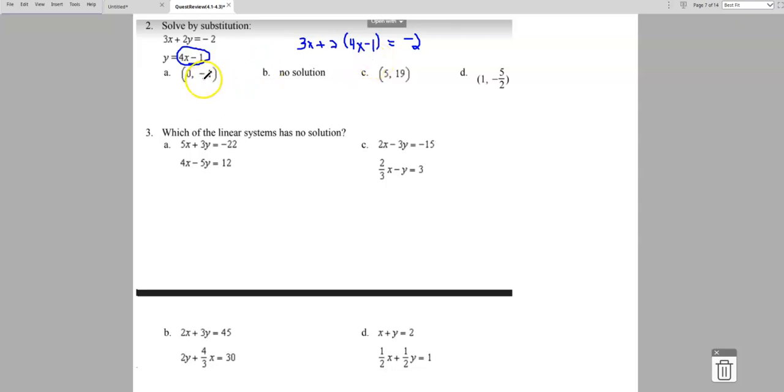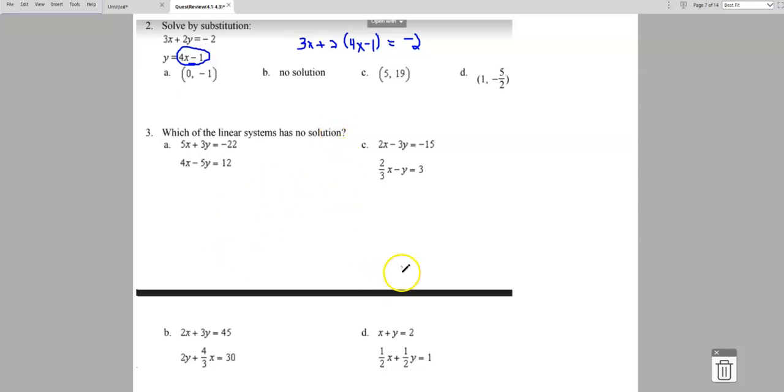So again, you could do it one of two ways. Because it's multiple choice, you could just plug in your x and your y and see if it works. Again, it's got to work on both equations. Or actually solve for the x here and then plug it back in to solve for the y. All right, letter C, number 3, which of the linear systems has no solution?